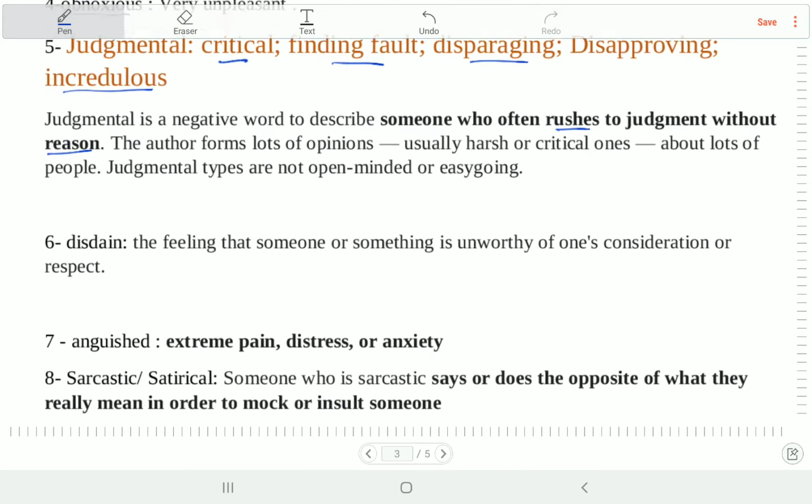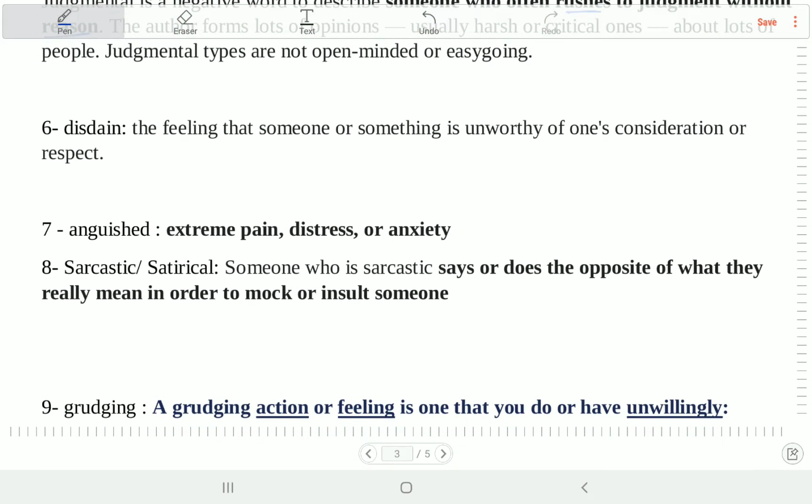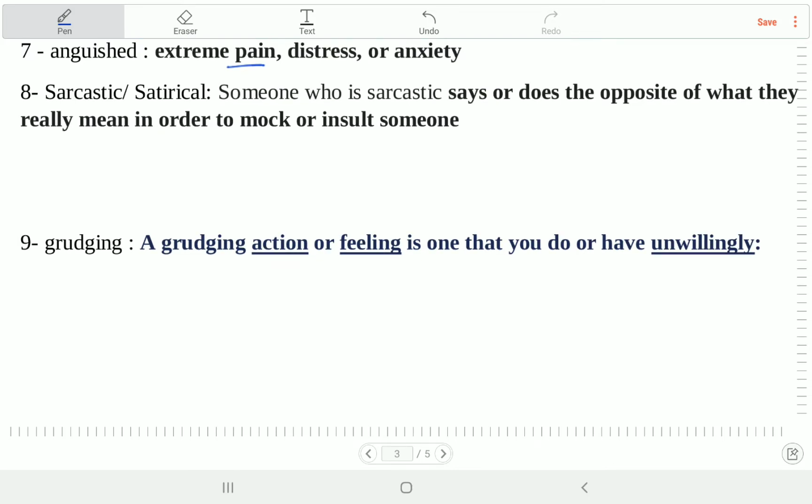So, okay. 6, disdain, the feeling that someone or something is unworthy. Anguished means extreme pain, distress, or anxiety. Sarcastic or satirical: someone who is sarcastic says or does the opposite of what they really mean in order to mock or insult someone. You said something, but you mean just the opposite. Like you're not studying, and your father comes and says, my dear son, God bless you, you're working so hard, while you're actually asleep. So that's ironic, that's sarcastic. I said something and I mean the opposite. Grudging, 9, sorry. A grudging action or feeling is one that you do or have unwillingly. You do something unwillingly. That's grudging.